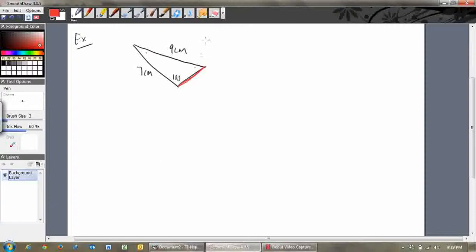Well, could you use the sine rule or the cosine rule to figure out this length? Now think about it. Sine rule. When do you use the sine rule? You use the sine rule when you know 2 or more angles. So that's actually not going to help you in this situation. Can we use the cosine rule?